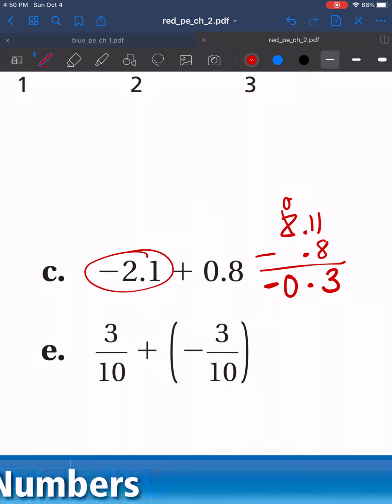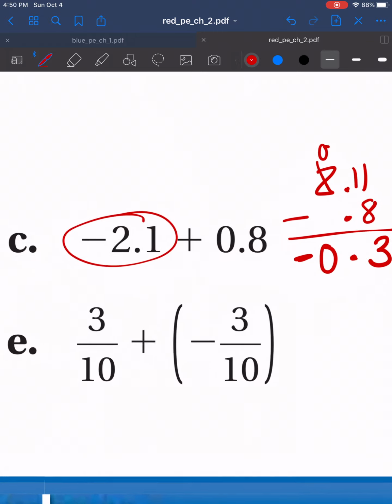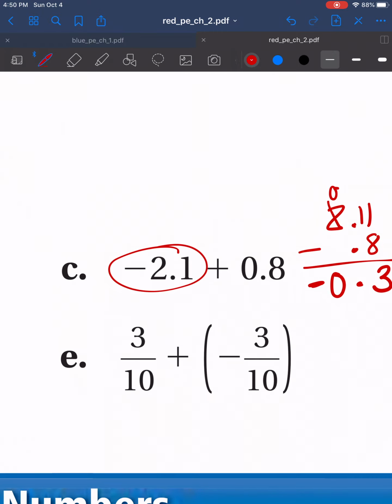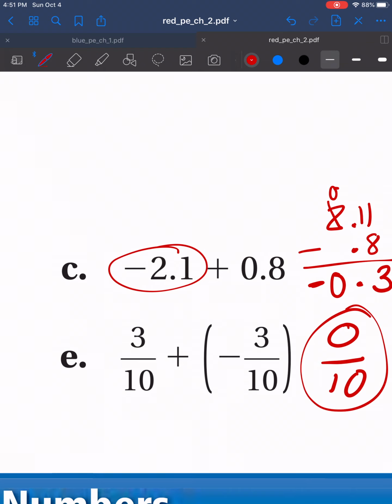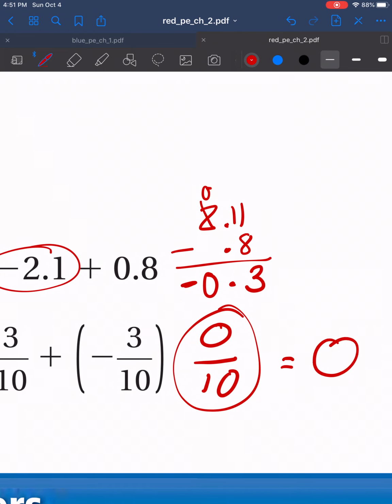Let me see, what else can we do together? I'm flipping through my book, don't mind me. Okay, now let's go look at the fractions. E is super nice because they gave us common denominators straight off the bat, so I don't have to worry about that. But now I say signs are different, so I subtract. What's 3 minus 3? 0. Keep my denominators, 0 tenths. 0 tenths is the same thing as 0.